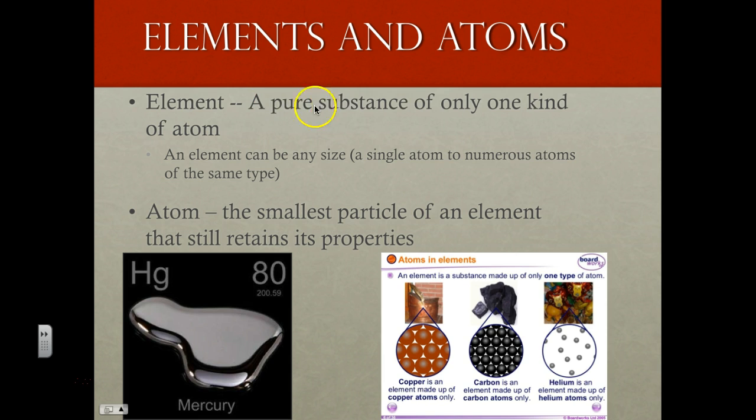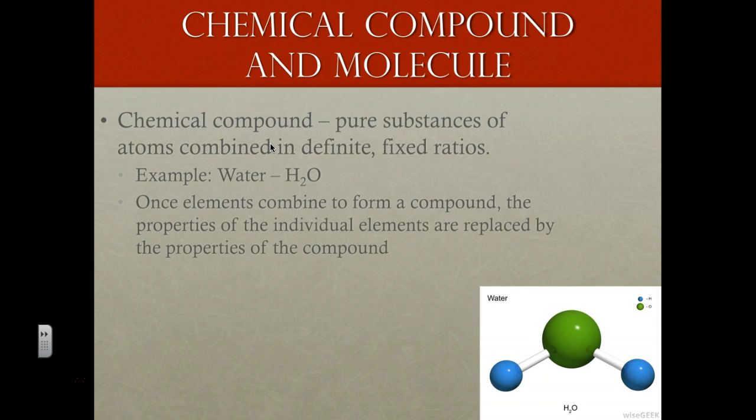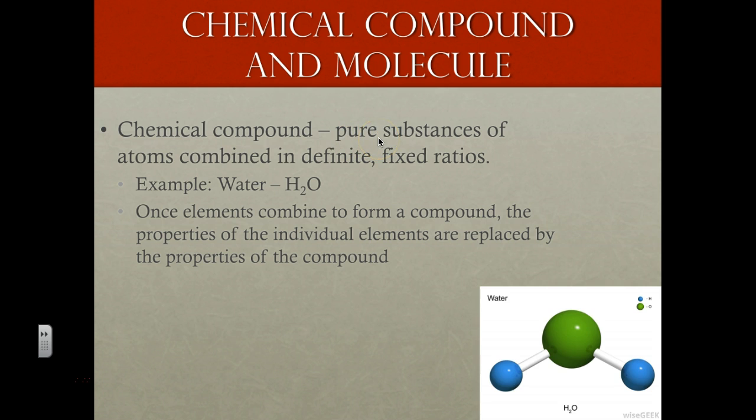So again, an element is a pure substance of only one kind of atom, going from a single atom to numerous atoms. A compound is a pure substance that's made with a fixed ratio of two or more atoms, or two or more elements, I should say. For example, water: once these elements have combined, the properties of the individual elements are replaced by properties of the compound. So we have water here, but I'm going to do another example.